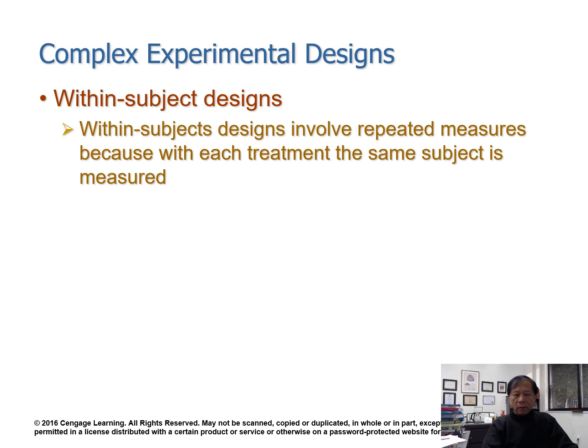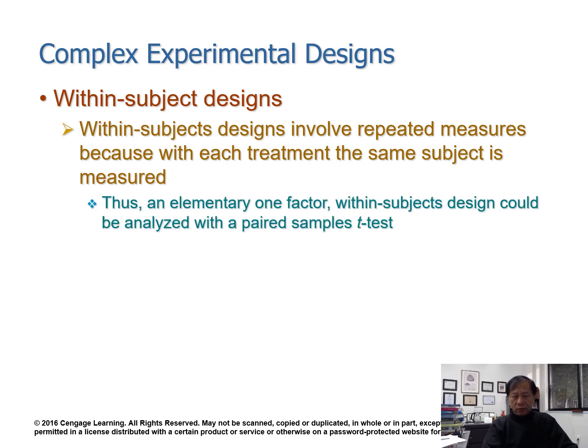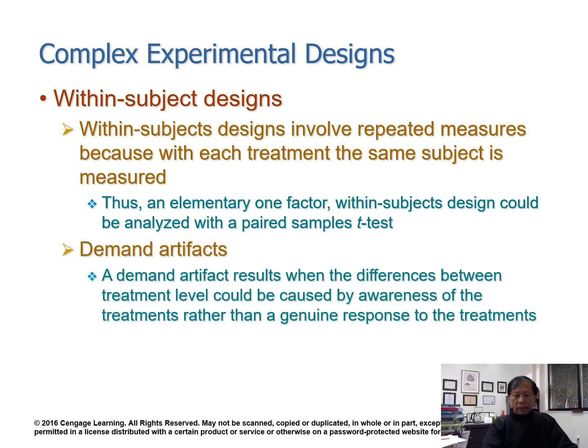Then we talk about complex experimental design using within subject versus between subject, right? And there, make sure you know what that is. Within subject design, basically you have repeated measures, because with each treatment the same subject is measured, the same person or same group of people, and put under different experimental conditions. That's within subject, right? The same people, different test conditions. That's within, okay? And there is a demand effect. Make sure you understand that. That could be in your test.